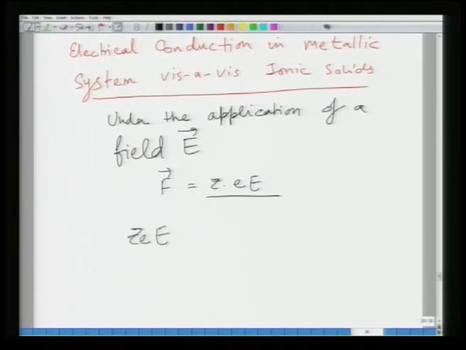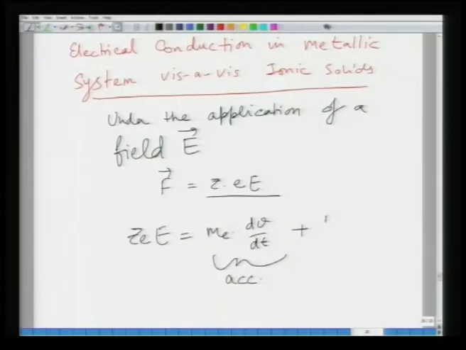So, when you apply a force, this force has to be balanced by the acceleration force. ZeE is equal to m dV by dt. So, this is the acceleration term, but we know that the electron does not keep on getting accelerated; it acquires a drift velocity, and this is due to something called damping. So, this is the damping term.